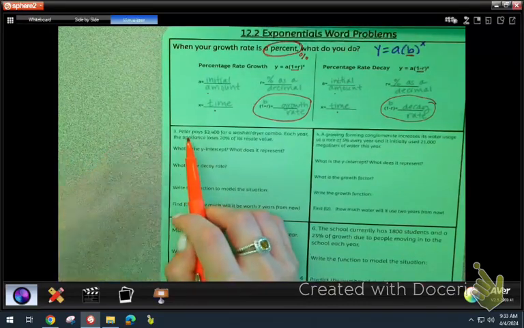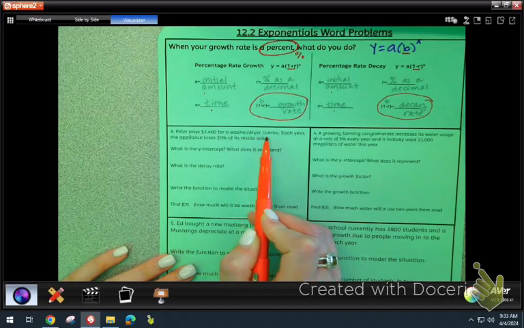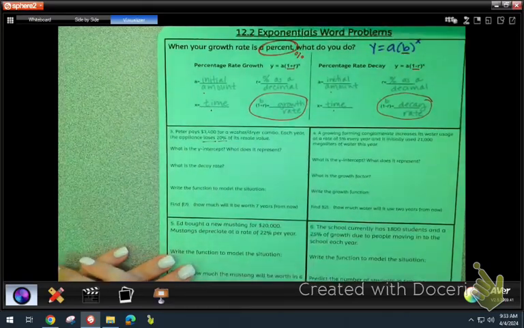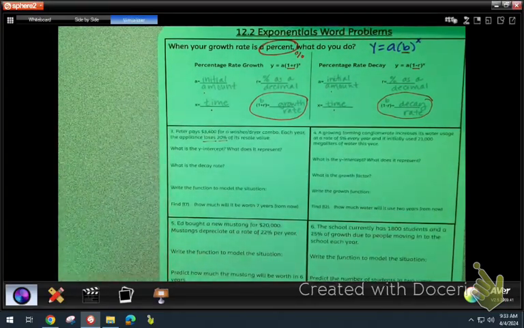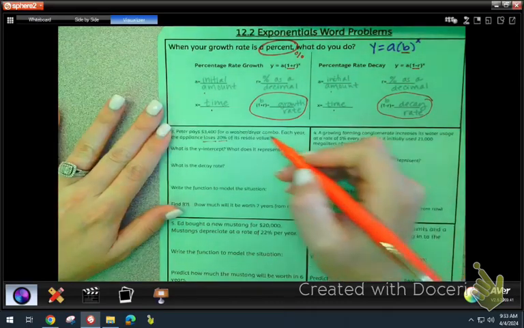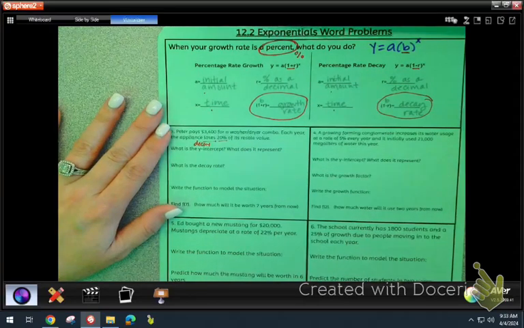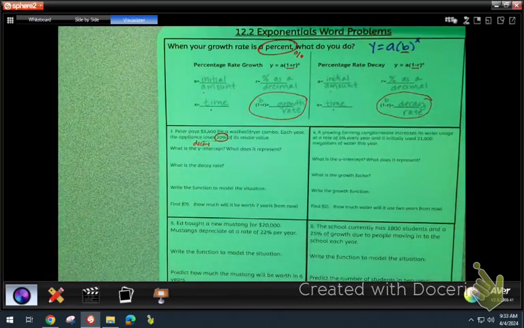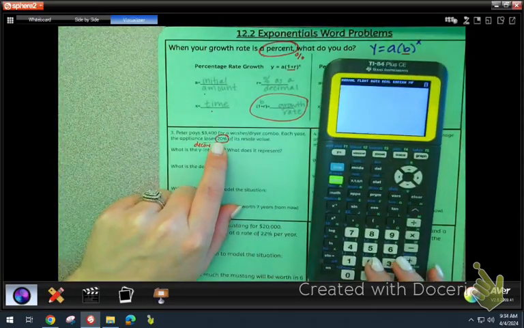So here's number 3. Peter pays $3,400 for a washer-dryer combo. Each year, the appliance loses 20% of its resale value. Okay? So we have some key words. It's losing value. So are we going to be growing or decaying? Decay. So go ahead and write that. Squeeze that in there. Then I see a percent problem right here. Immediately, my brain is saying percent. I need to change that to a decimal. So what is the percent exactly? 20. Okay, here's how you change it.